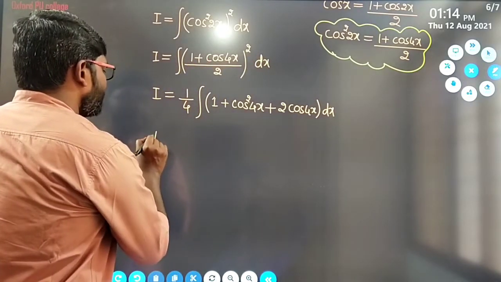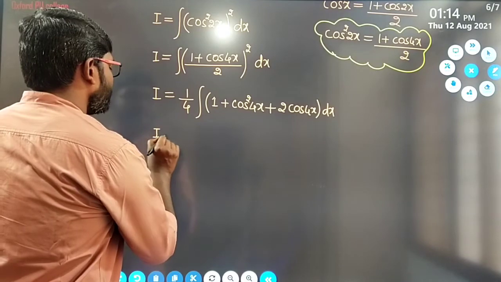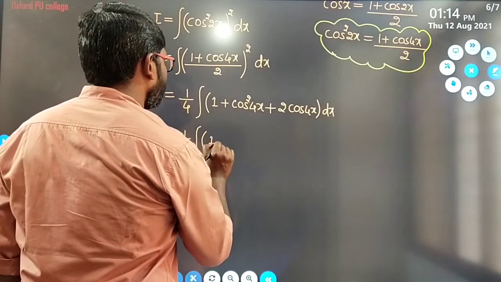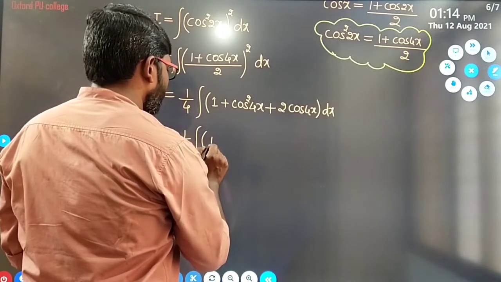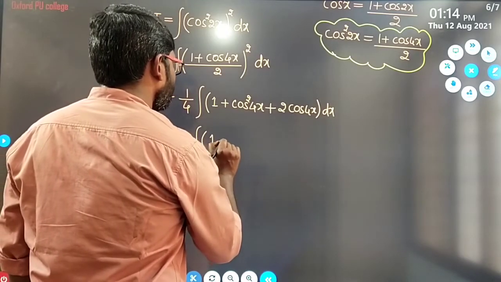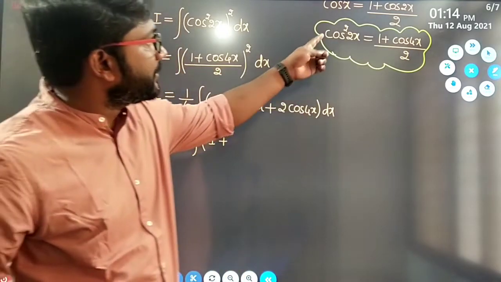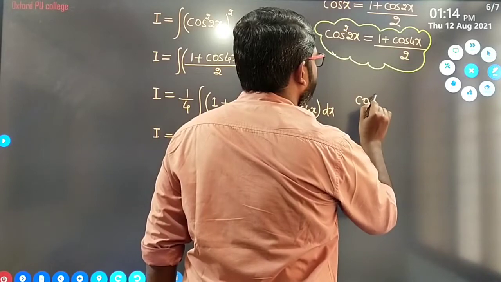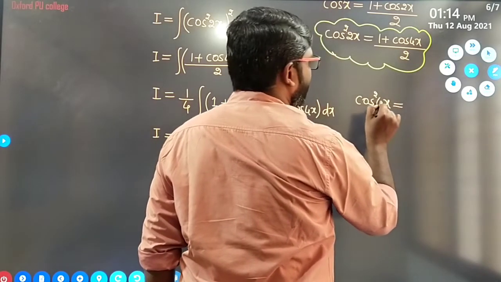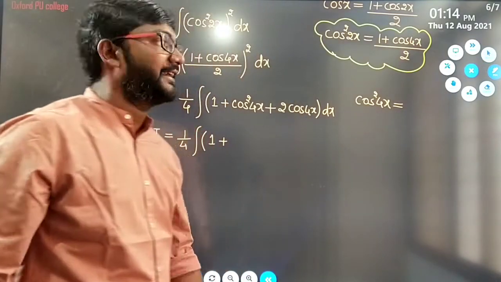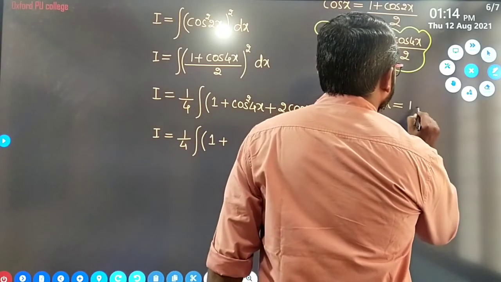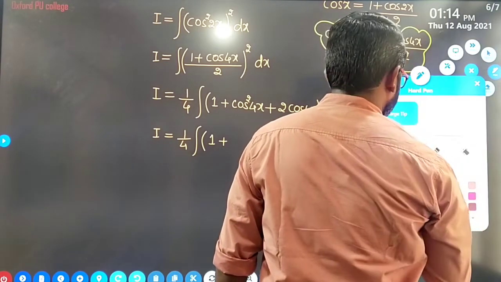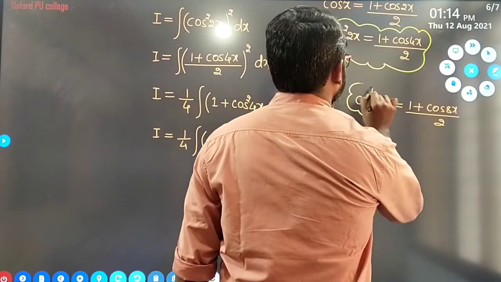So now I equals 1 by 4, then integral, write this one as it is. Now 1 plus cos 4x can be written as, cos square 4x can be written as cos square 2x. Now take cos square 4x, comparing this, whatever the angle is there, it has to be doubled in the right hand side. We get 1 plus cos 8x by 2. So this is the standard formula for cos square 4x.